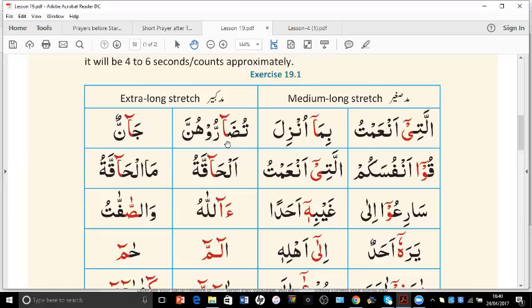Okay, Jazakallah Sweetheart. If I could have the next student. Yes. N52. Okay, Walaikum salam, darling.